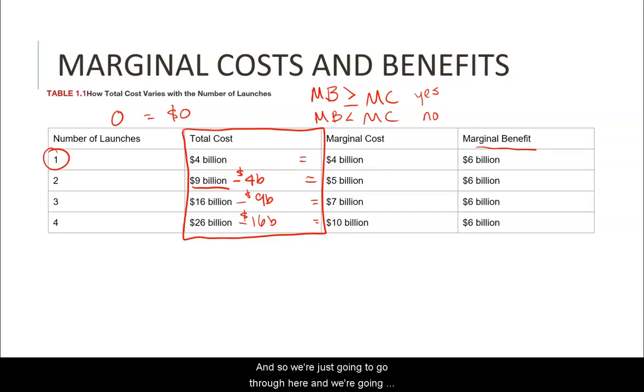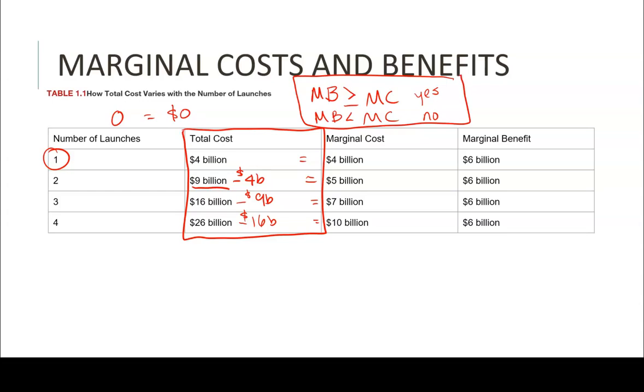And so we're just going to go through here and we're going to compare the marginal costs and benefits, and we're going to apply our rule. So $4 billion in cost, $6 billion in benefits. We would say, yes, we should do this first one. The second one, $5 billion in costs, $6 billion in benefits. We're going to say yes to do that second one. The third launch has a $7 billion extra cost and only a $6 billion extra benefit, so we're going to say no. And then the last one is a $10 billion extra cost and a $6 billion extra benefit, so we're going to say no.